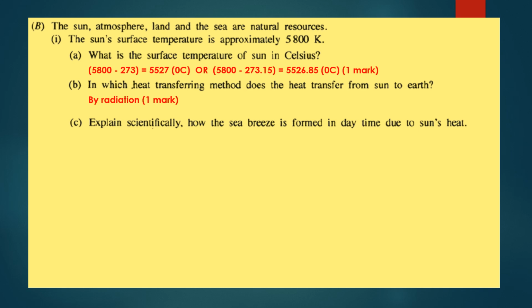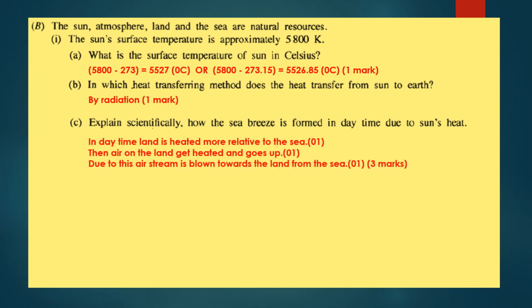C. Explain scientifically how the sea breeze is formed in daytime due to the sun's heat. In daytime, land is heated more relative to the sea. Then air on the land gets heated and goes up. Due to this, an air stream is blown towards the land from the sea. You can earn 3 marks.